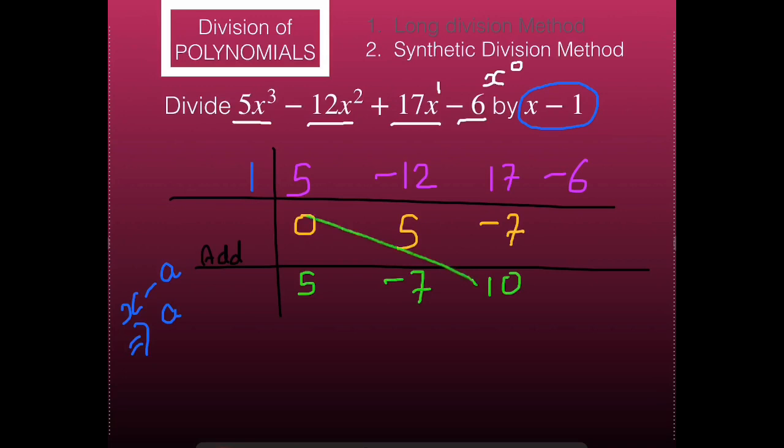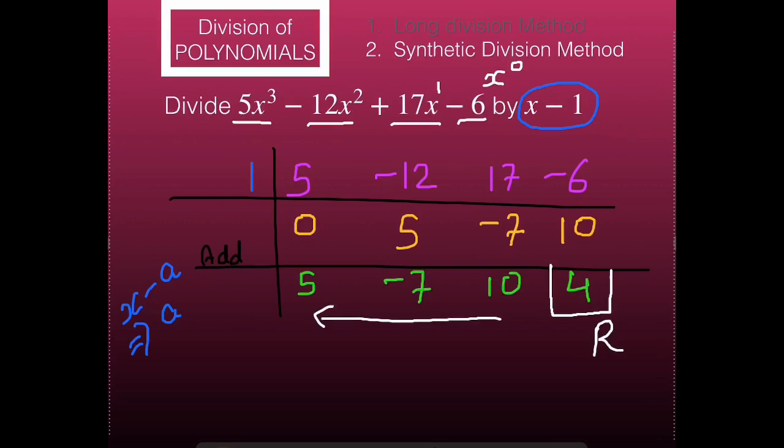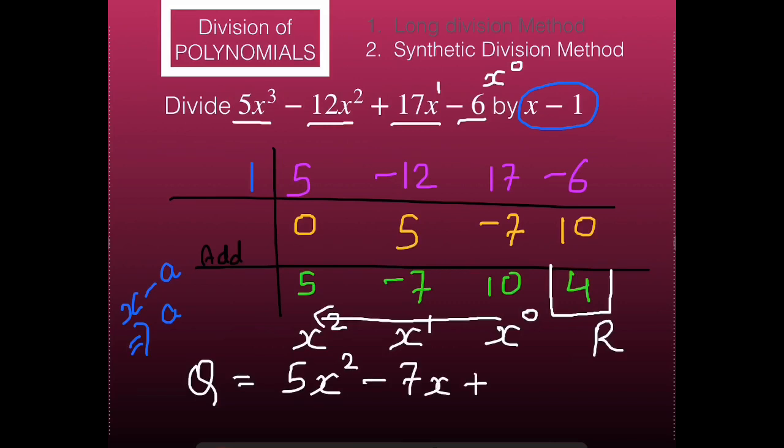Again, multiply this 10 with 1 and write it below the next coefficient. So 10 ones are 10, writing below minus 6 and then adding, we get 4. Now the last number which we get is our remainder. And the quotient we will get in sequence: the last number will be the coefficient of x raised to 0, then the coefficient of x raised to 1, and then the first number will be the coefficient of x raised to 2. So our quotient will be 5x squared minus 7x plus 10. So this is our quotient, and 4 is the remainder.